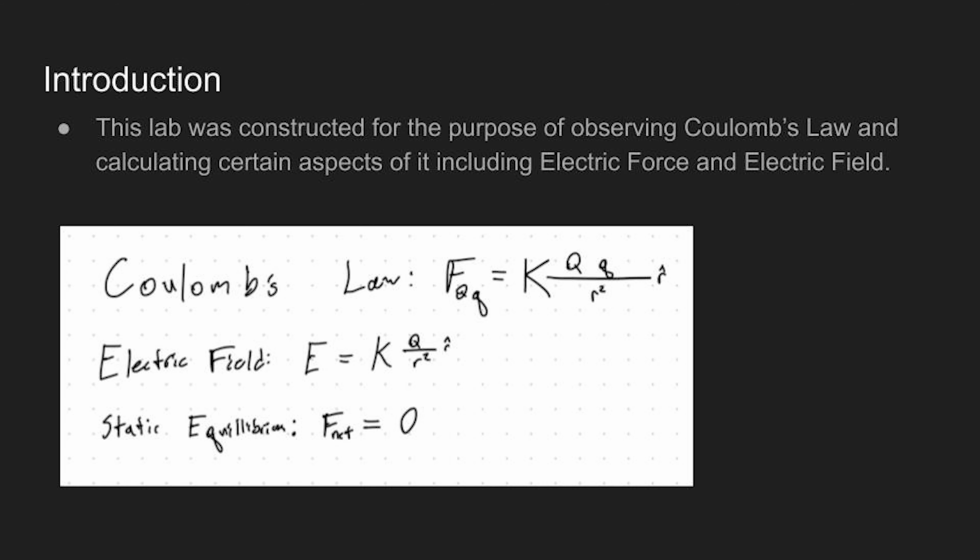This lab was constructed for the purpose of observing Coulomb's law and calculating certain aspects of it, including the electric field and electric force. The pertinent laws and equations that relate to this experiment are, of course, Coulomb's law, which describes the electric force of one charge acting on another charge at a certain point; the electric field, which describes the electric field produced by a charge at a certain point; and static equilibrium, which is the principle that the net forces acting on a system sum to zero if that system is not moving.